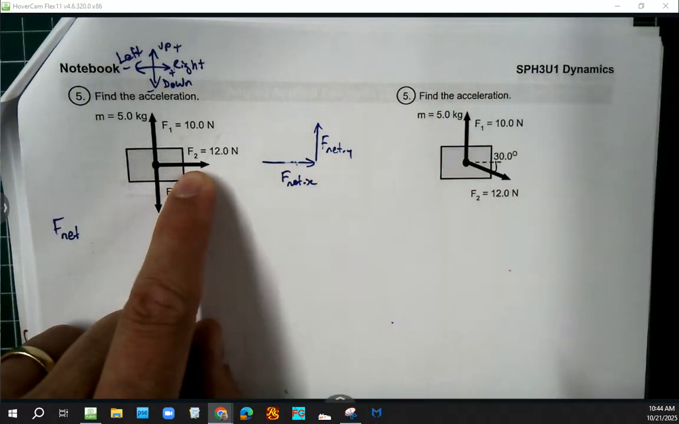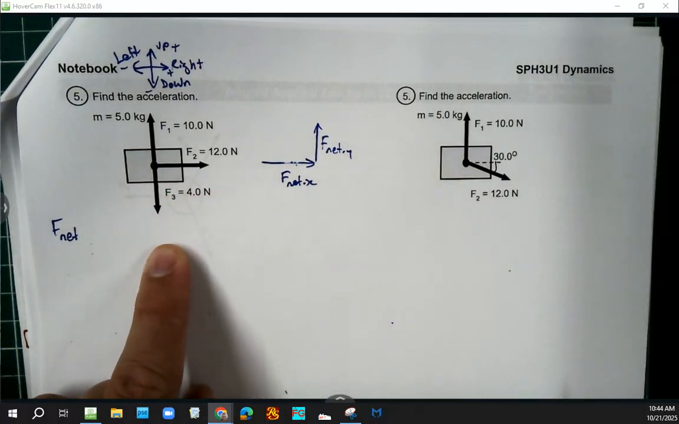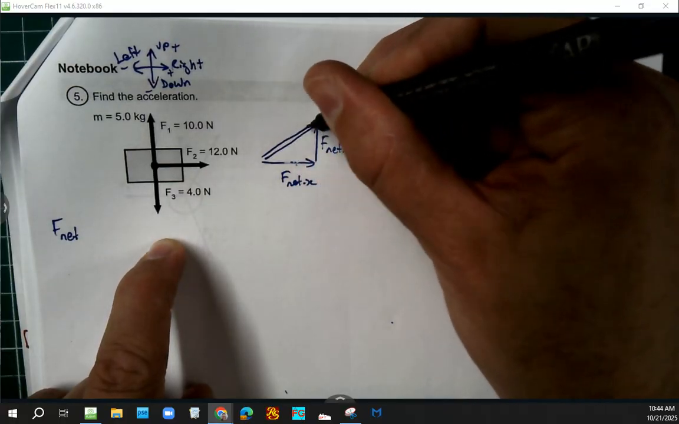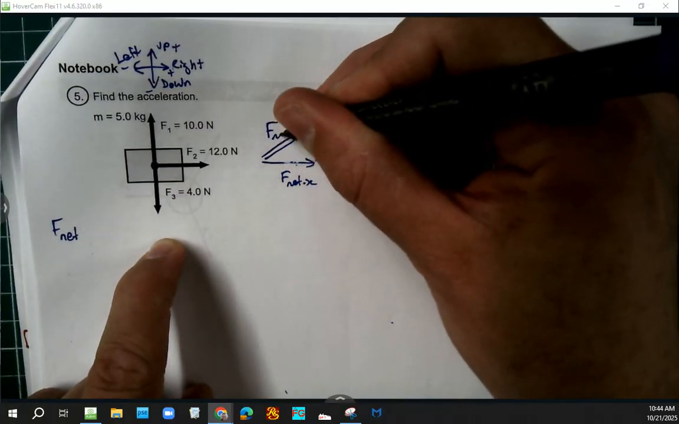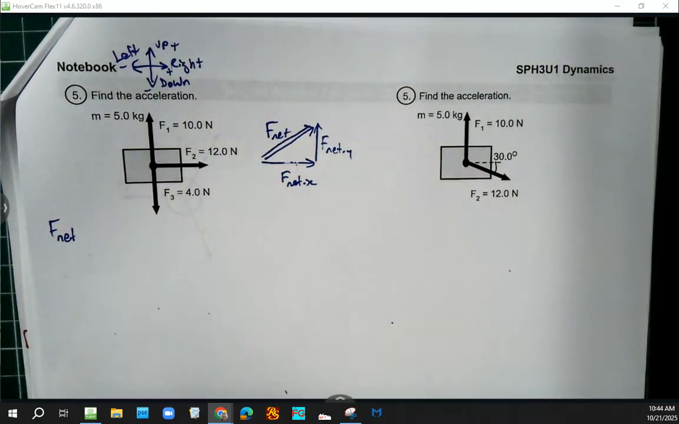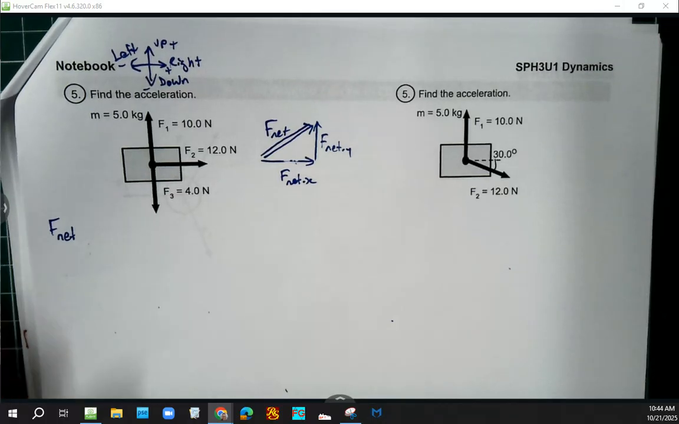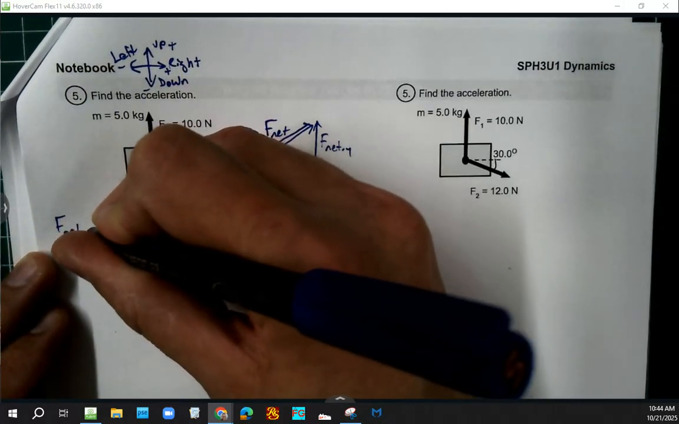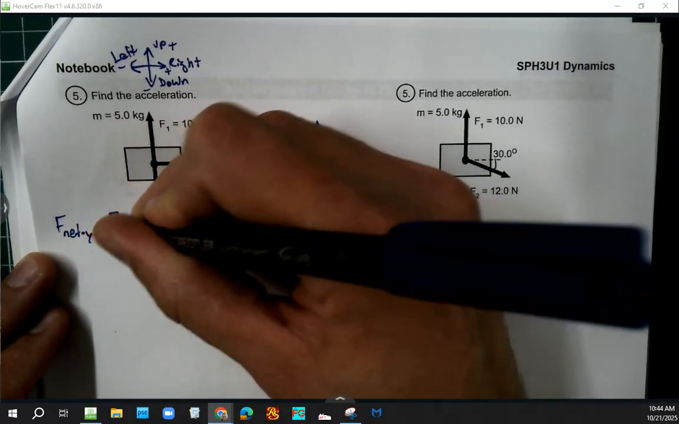Can you guys see that? Where it's going to be force 1 and force 3 doing a vertical tug of war with each other. And then those 2 F nets are going to have to come together to give me that hypotenuse. And so I think I want to break this down. I just want to tackle it as F net x and F net y. And F net y is going to be force 1 plus force 3.